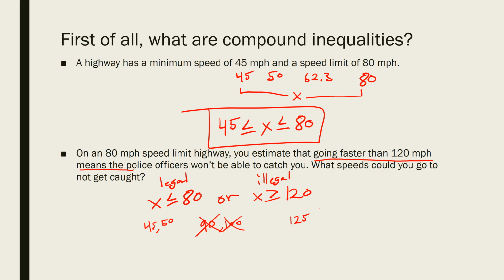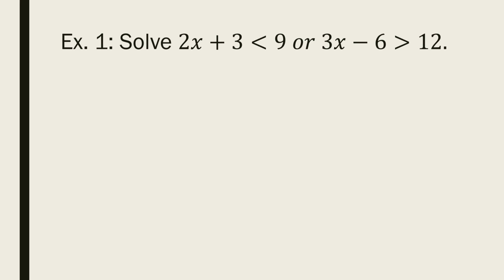If I go 125, that's super fast, so the cops wouldn't be able to catch me. So this is another type of compound inequality, looking more to the outside. Anyway, let's see how these things are represented and how we would solve them.